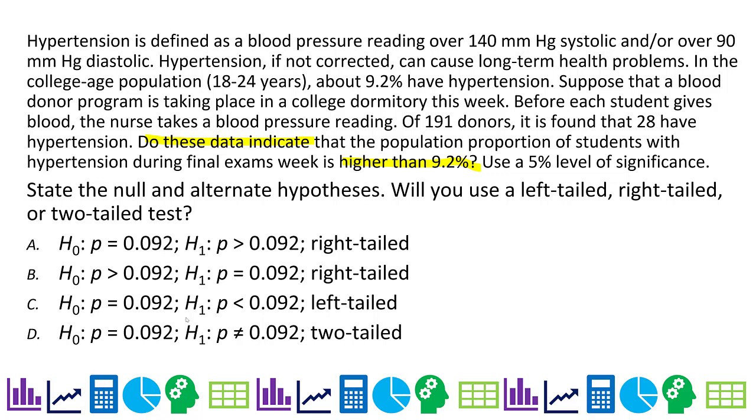Now they say state the null and the alternate. So what's important to know is we're trying to see if the data indicates something. All right, so first of all, let's start with the null. The null is the beginning assumption, and it always has an equal sign, so we're going to cross this one off.